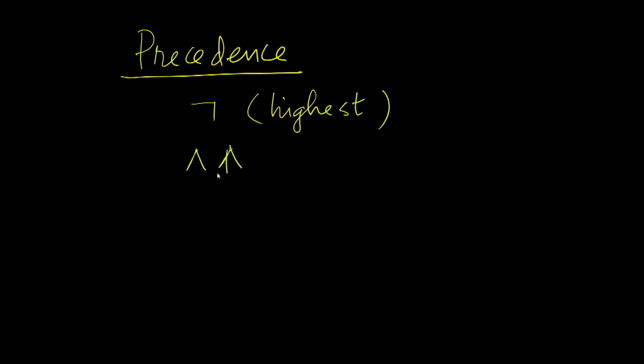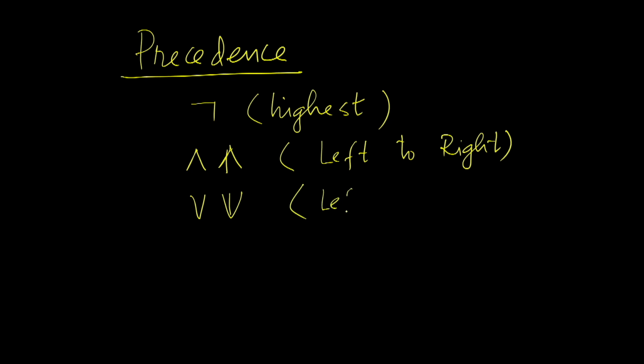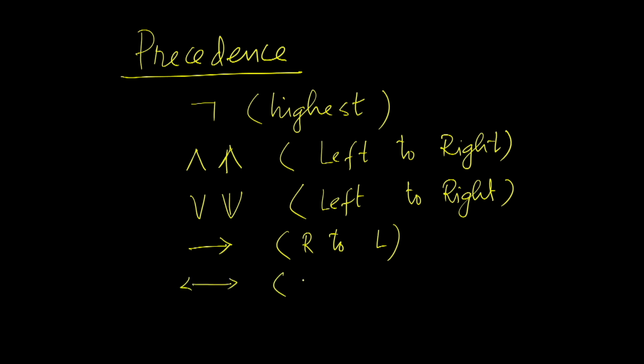and then AND and NAND have the next preference. They associate from left to right. OR and NOR have the next precedence, again from left to right. Single implication comes next, but this associates right to left, and double implication has the least preference, which again has a right to left association. So with these precedences in mind, let us work out an example.